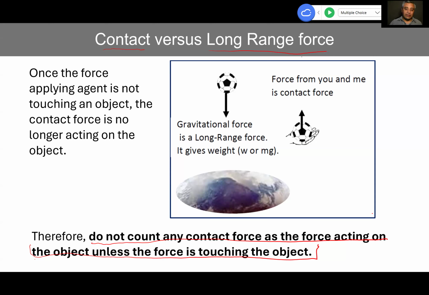So I'm holding this pen over here. If I don't hold it, it's going to fall down. Why? Because gravity is pulling it down. Gravitational force is pulling it down. So there are some forces that can act even without touching, and those are called long range forces. In our case, only the gravitational force.